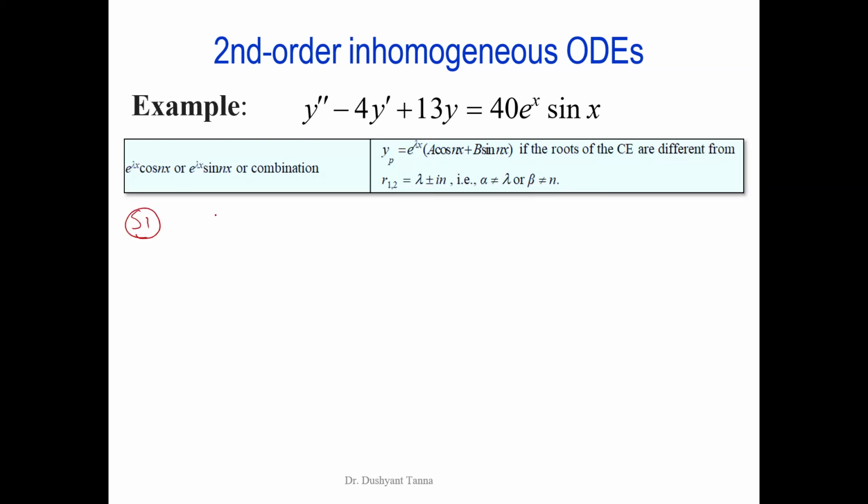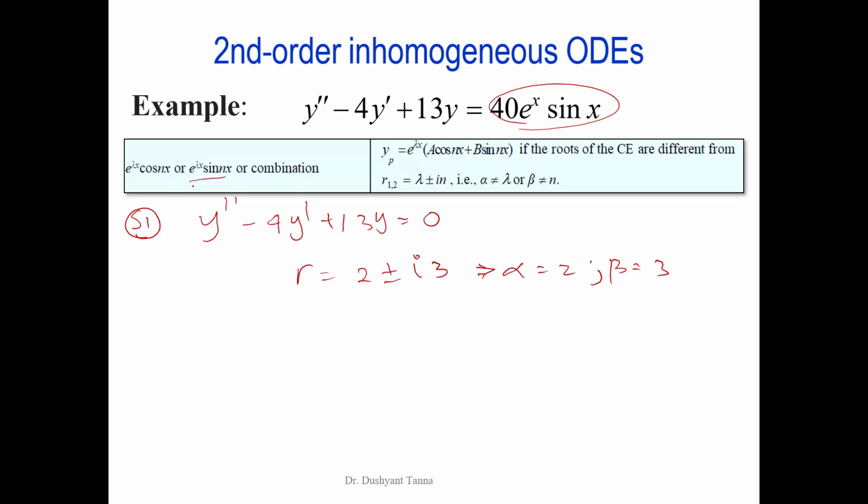Step one. We are given y'' - 4y' + 13y = 0. This is the same equation we just dealt with. So without wasting too much time, we can say our r is 2 ± 3i, which gives alpha is 2 and beta is 3. From here, you can compare it with this. So your lambda is 1 and your n is also 1. So let's define the condition. Alpha is not the same as lambda and beta is not the same as n, which is great. So we can proceed.